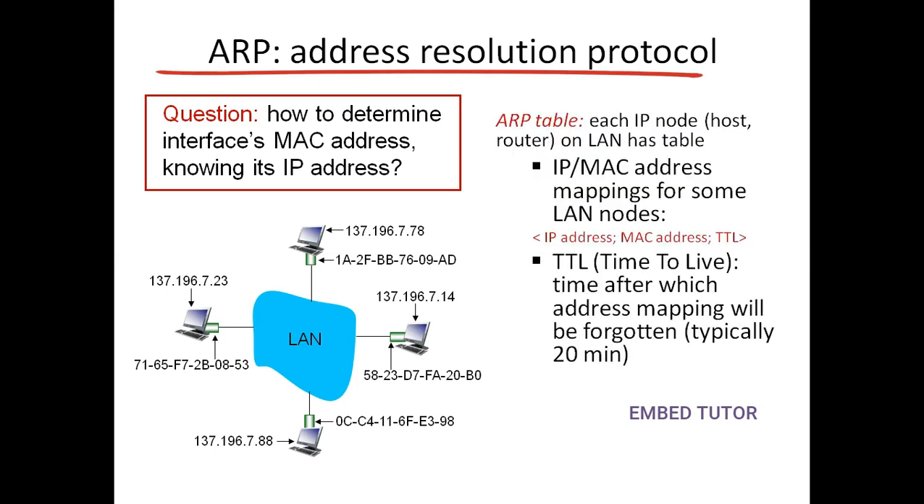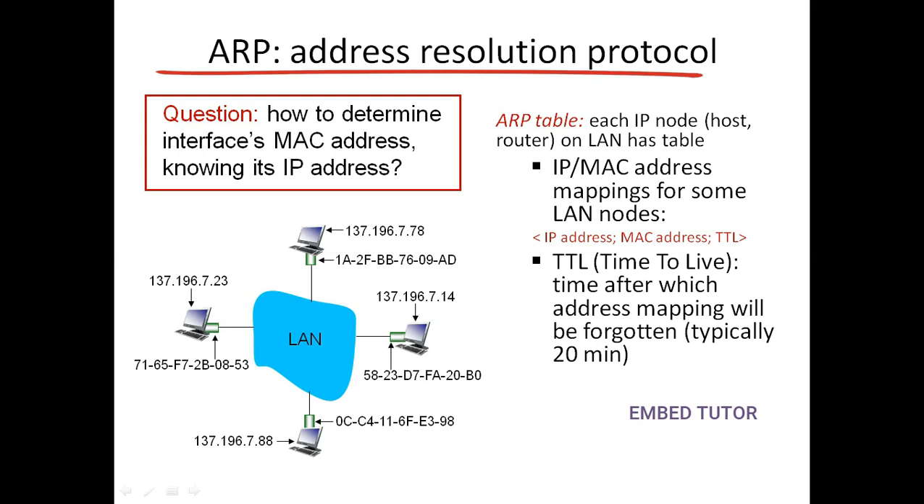Now the question is, if I do not know the MAC address of the receiver, I have to send an ARP request. The ARP request will have the information: who has the IP address, say, 137.196.7.23, please respond. All the nodes connected in this LAN will receive this ARP request, but only the computer whose IP address matches the ARP request will respond by giving an ARP reply.